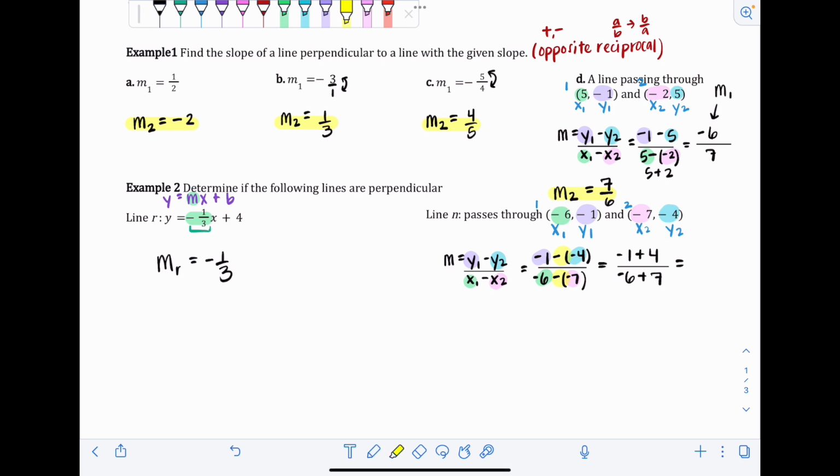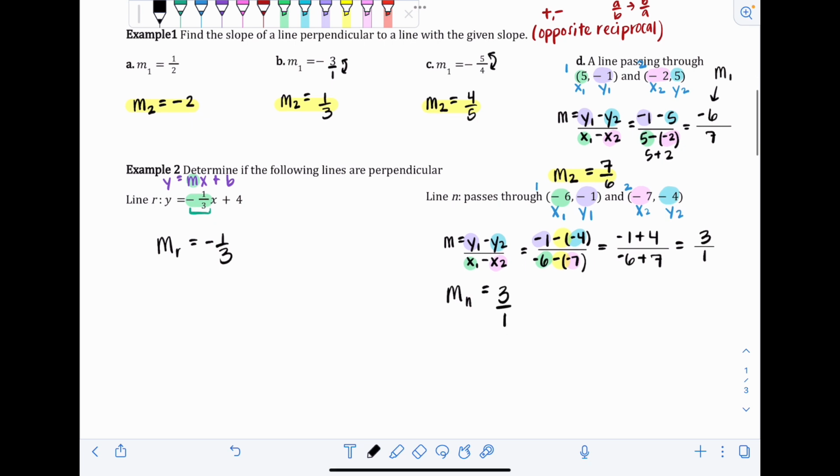And then now if I add in the numerator, negative 1 plus 4 is the same thing as 4 minus 1. You can always switch the order like that. So it's 3. And then negative 6 plus 7 is the same thing as 7 minus 6. You can always switch the order. And so it's just 1. So we end up with 3 over 1. So that's our slope of line N. And you could write it as 3 or 3 over 1.